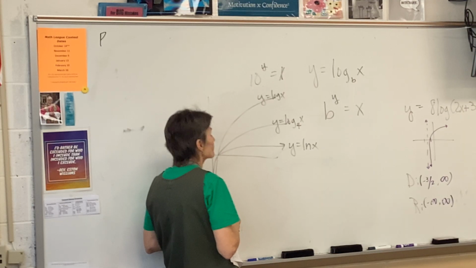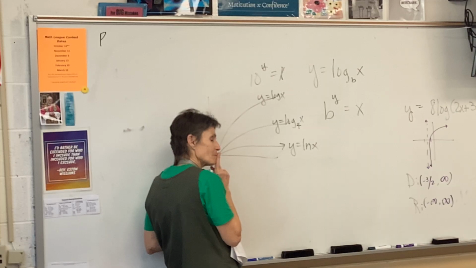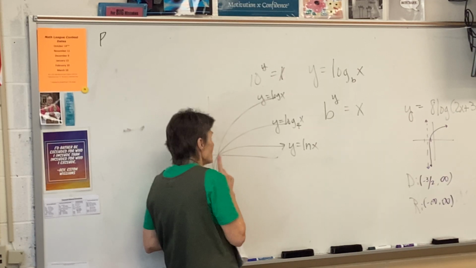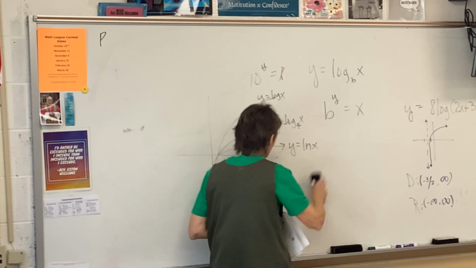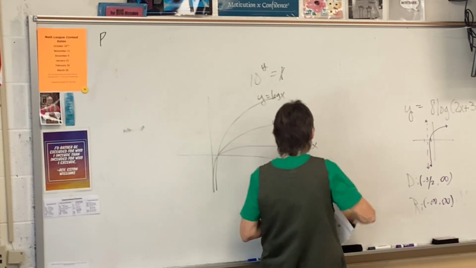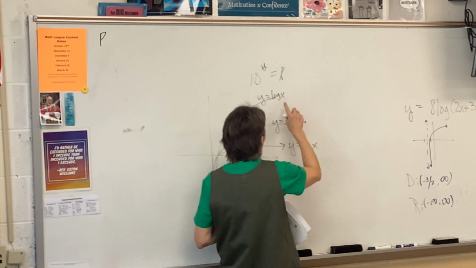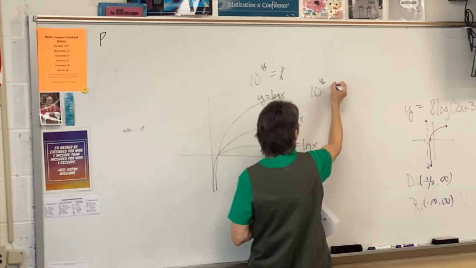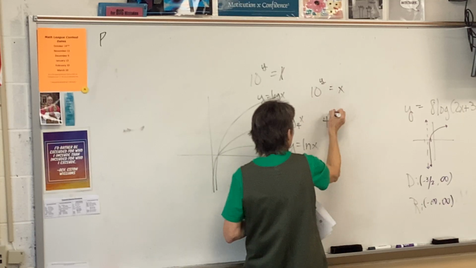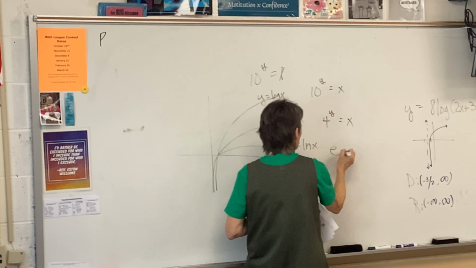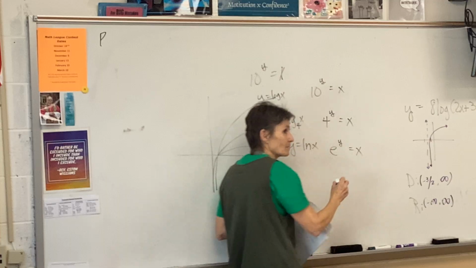Or wait, shoot, I messed up. My bad. Never mind. Okay, so let's think about, I see what you're doing here, Charlie, but you might have it backwards. So this one is 10 to the y equals x. This one is 4 to the y, and this one is e to the y.